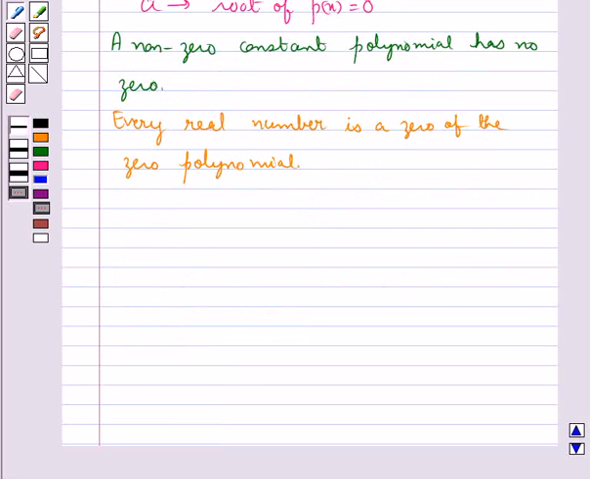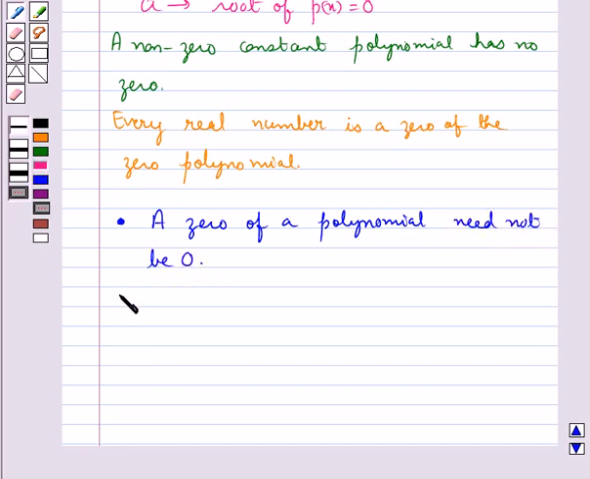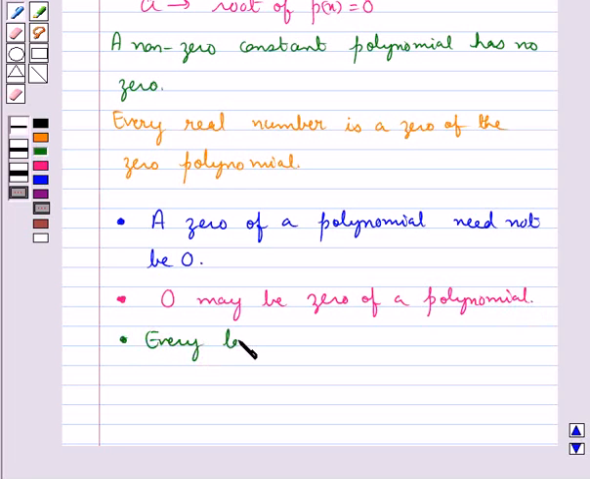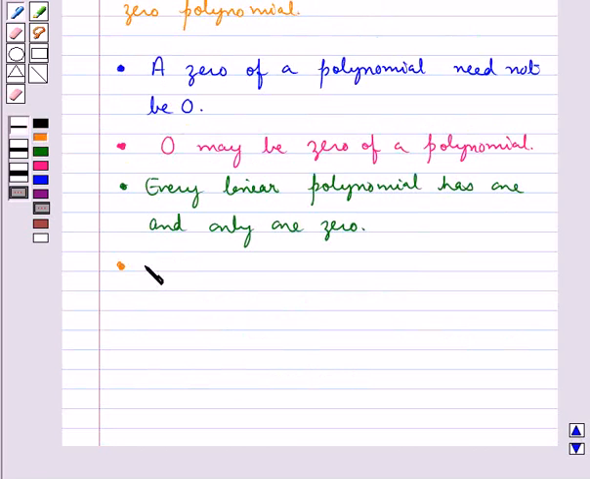Then we have some observations related to zeros of a polynomial. A zero of a polynomial need not be zero. Then zero may be a zero of a polynomial. Also, every linear polynomial has one and only one zero. And a polynomial can have more than one zero.